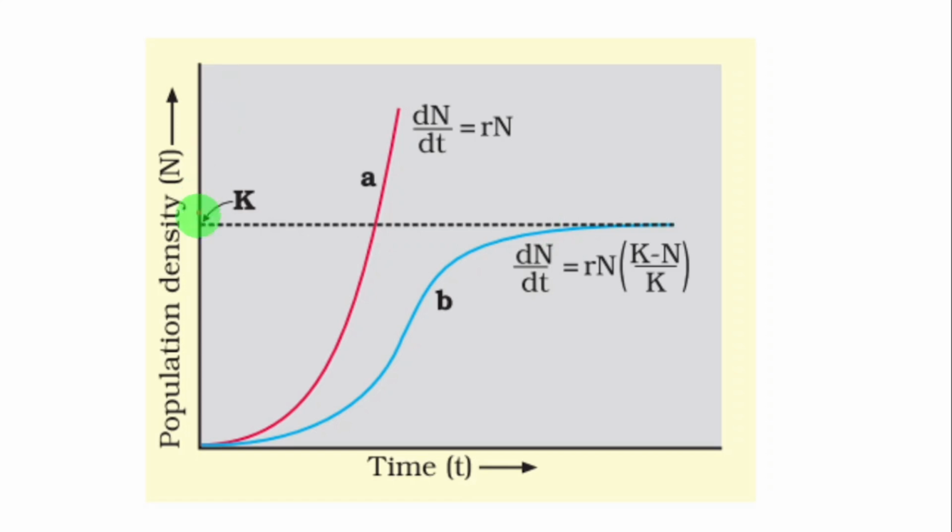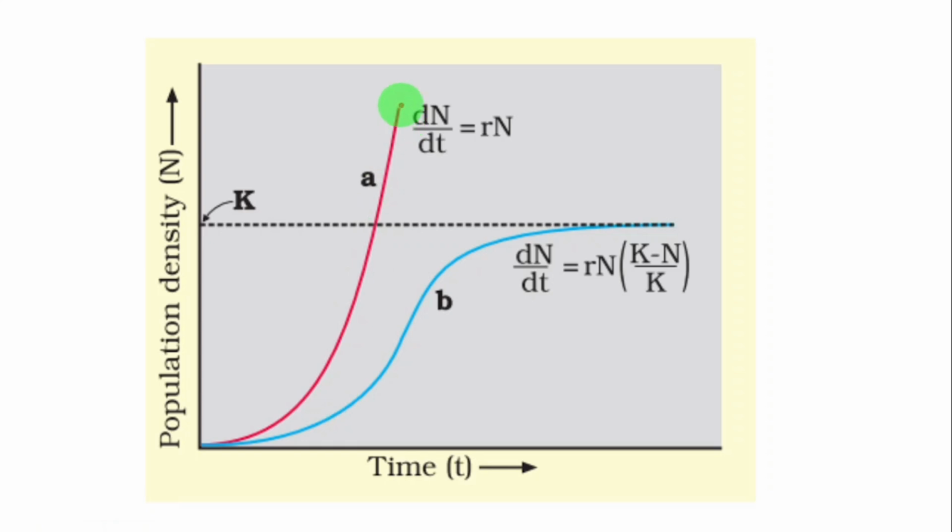So if you notice this carefully, this is a graph of population density, which is represented by capital N against time. So the red curve indicates exponential growth. So two important points you need to notice here. The increase is rapid with respect to time. Okay. And there is no upper limit to it.